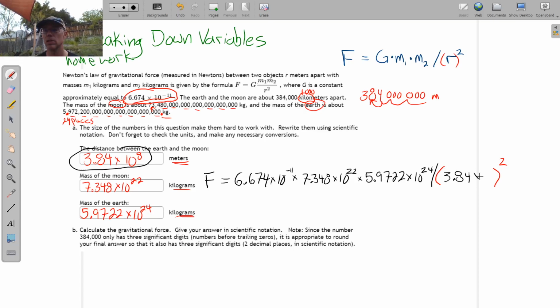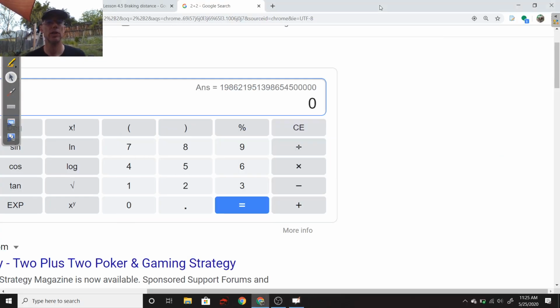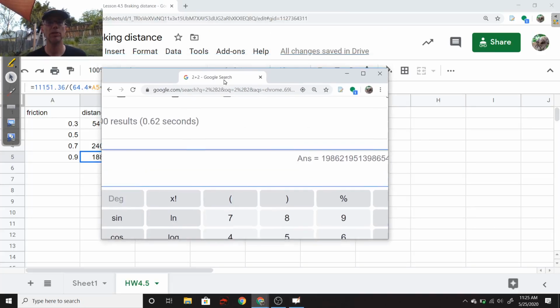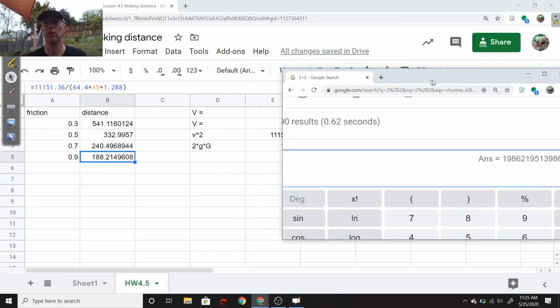3.84 times 10 to the 8th goes there. And then that whole thing has to be squared. Without the parentheses, only the 10 to the 8th would be squared, but not the 3.84, which would screw things up. All right, so now I got to get that into my calculator. So let's go to my calculator screen here. And I think I'm going to split the screen so I can see the problem and get the numbers right.